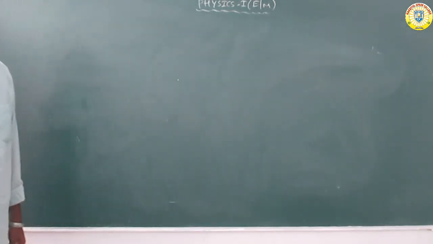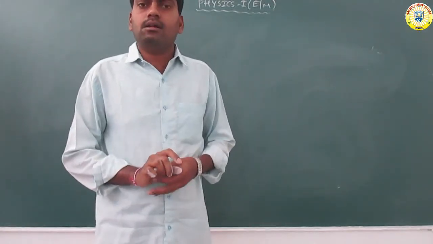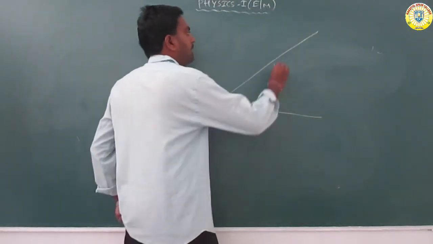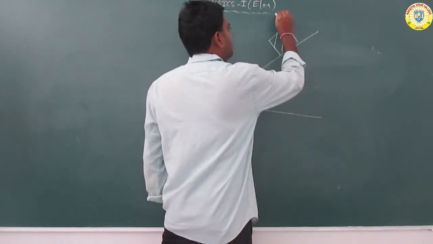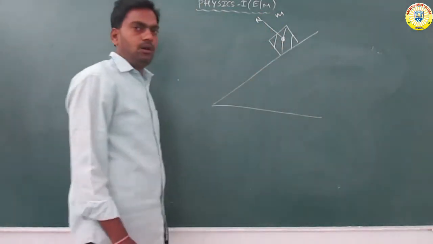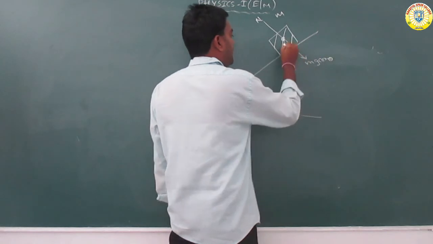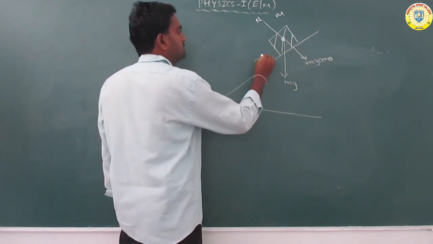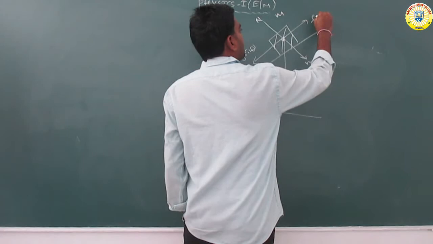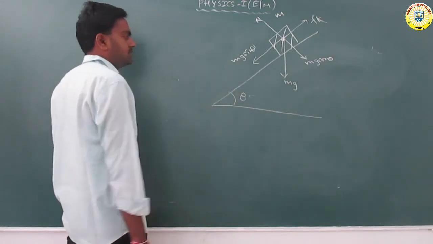Now the angle of repose is equal to the angle of friction. Consider a rough inclined plane. Here we take an object of mass m. The normal reaction acts in the upward direction. The weight of the object is mg, with components mg cos theta and mg sin theta. Here fk is the kinetic friction, and the angle is theta.